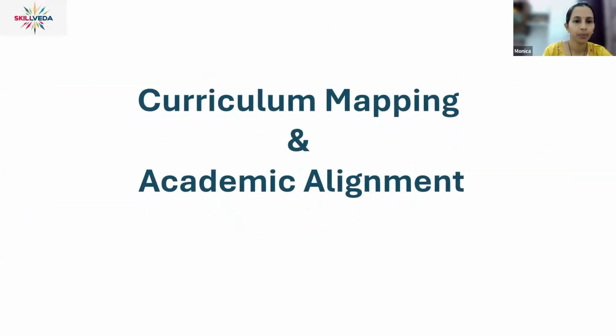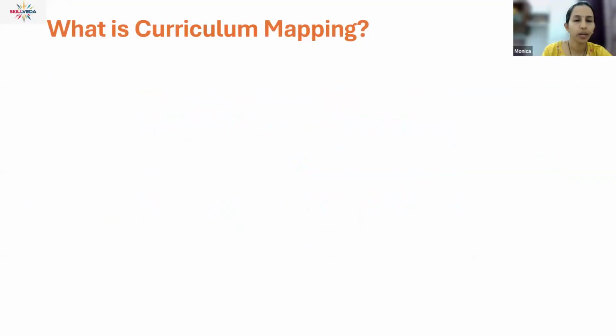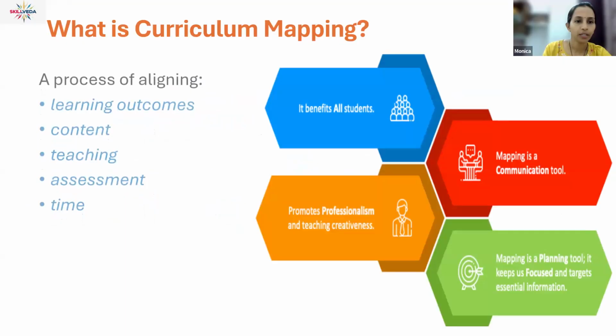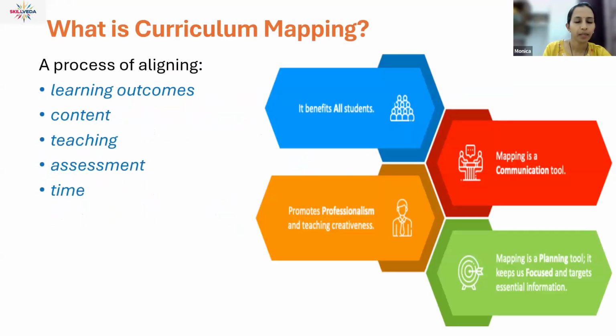Okay. Now the next one is about curriculum mapping. At school level, curriculum mapping ensures there are no gaps and no unnecessary repetition of a particular topic. It aligns the objectives, the teaching, the assessment, and also the time. When these are aligned, student achievement improves significantly.